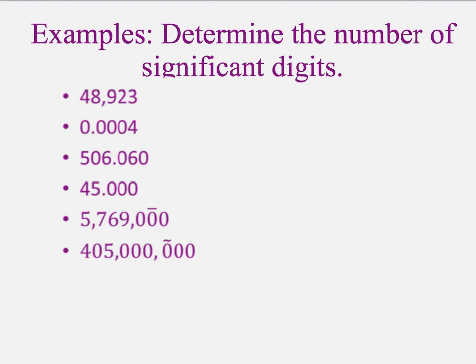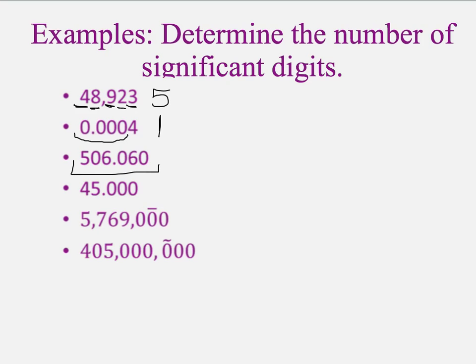So we want to determine the number of significant digits. Well, my first example here has 1, 2, 3, 4, 5, because every non-zero digit is significant. My second example, none of these zeros are significant at all. So this one actually only has one significant digit.